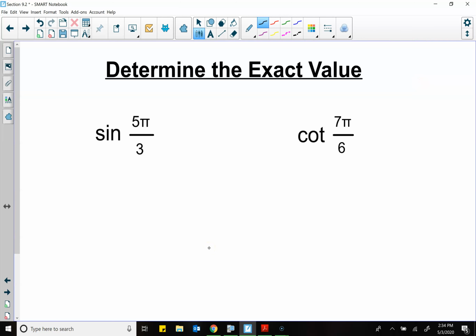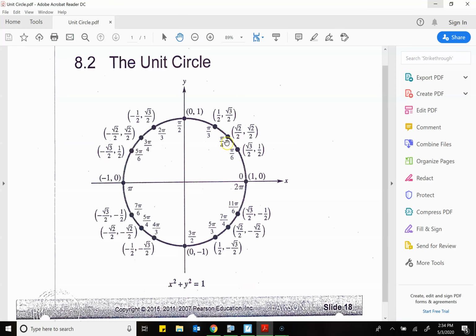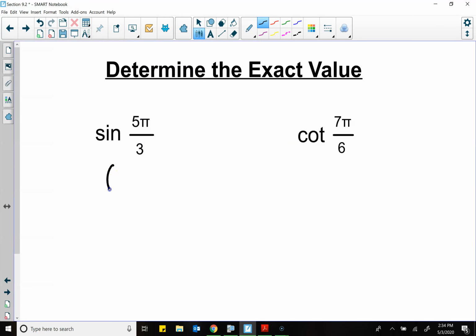Okay, so sine is all about the y value, and this is where you need to have that unit circle handy for you. So you're going to go out to that unit circle and you're going to find 5 pi over 3. Right there, there's the point, 1/2 comma negative square root of 3 over 2.